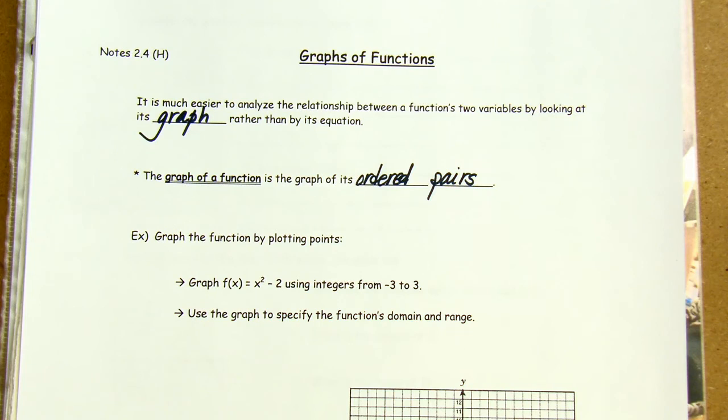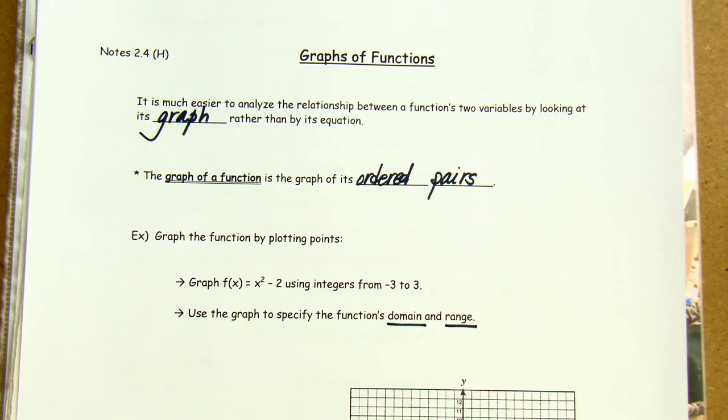Graph the function by plotting points. All right, it says graph f of x equals x squared subtract 2 using integers from -3 to 3. Now, I'm sure in your book, sometimes in the graphing part, it tells you which integers to use. Please use the ones they tell you to use. And then use the graph to specify the function's domain and range.